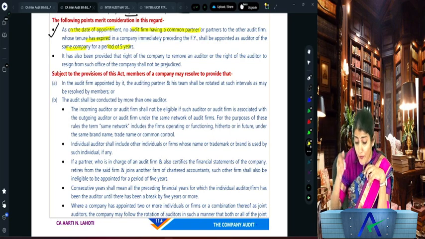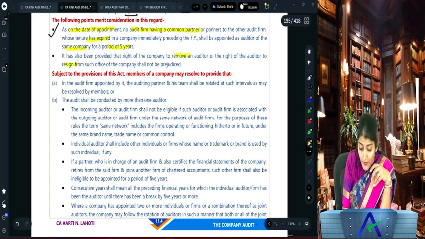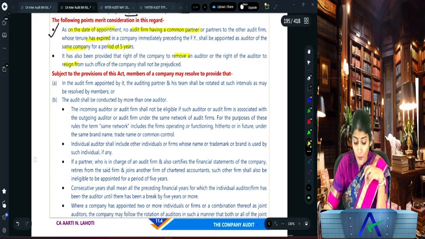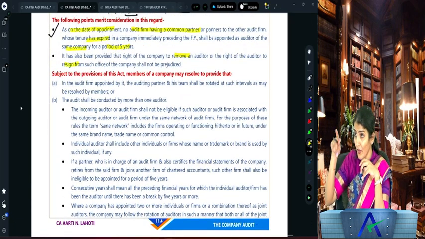Then can you remove the auditor before the completion of 5 years or 10 years? Yes. Can the auditor resign before 5 years or 10 years? Yes. Then what does it say? Who will decide the rotation of the engagement team members? Who will decide?